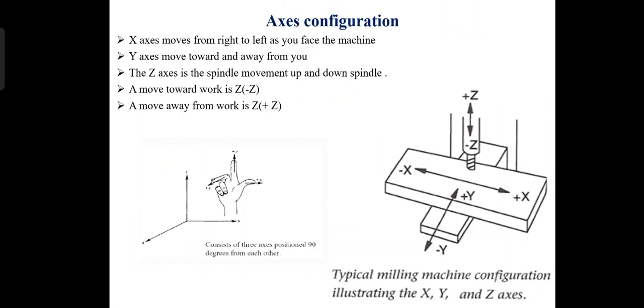How can we define the configuration of axis movement from the right to left of the face of the machine? Here you can see that x minus is the left side and x plus is the right side. Y minus is the upward side and y plus is the downward side. Here z minus is the downward side and z plus is the upward side.